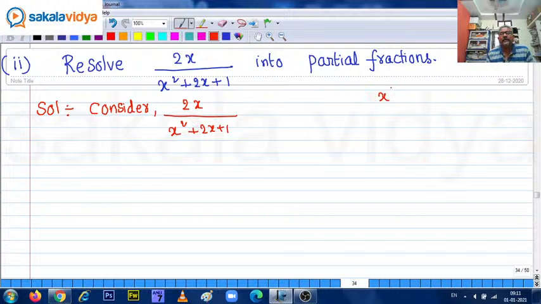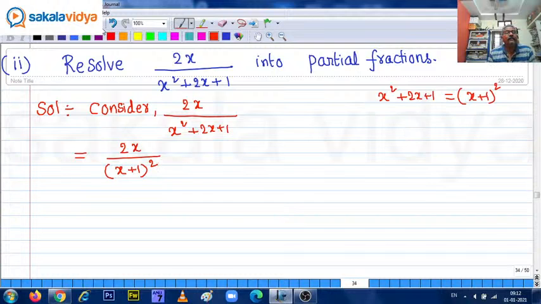So this x square plus 2x plus 1, in the form of a square plus 2ab plus b square, can be written as x plus 1 whole square. That means it is in the form of a repeated linear factor. So that's why we can write this equals 2x upon x plus 1 whole square. So we only have a repeated linear factor, but we don't have a non-repeated linear factor.